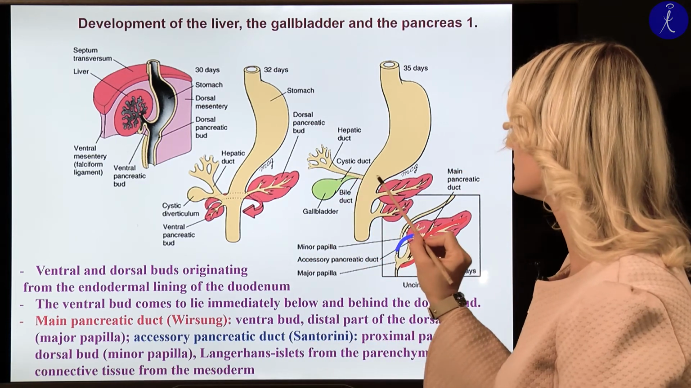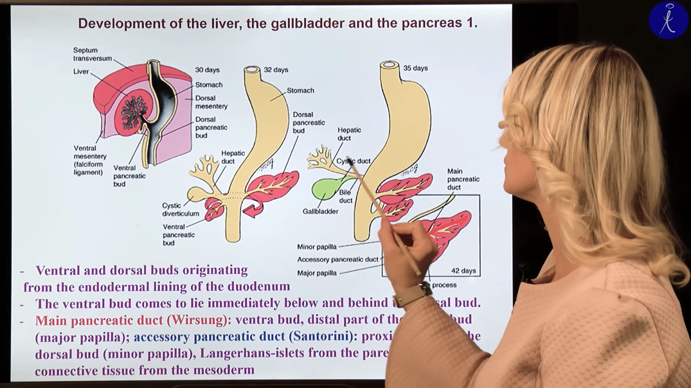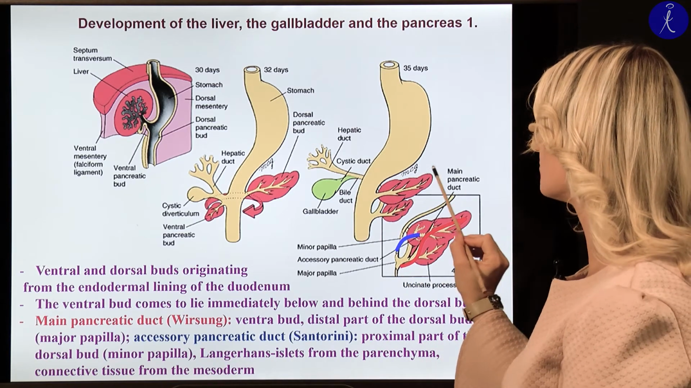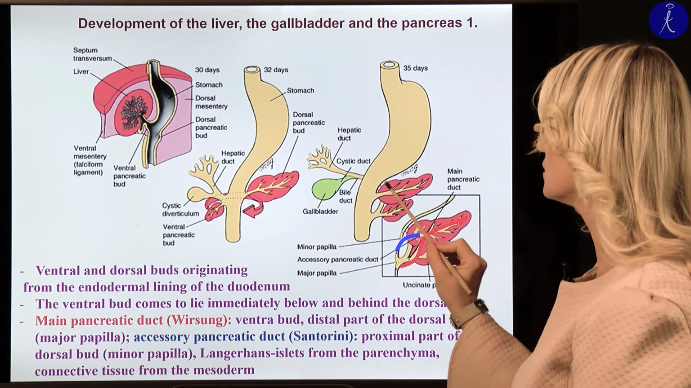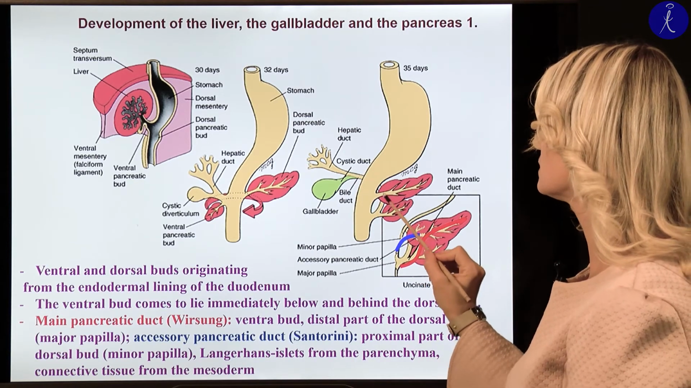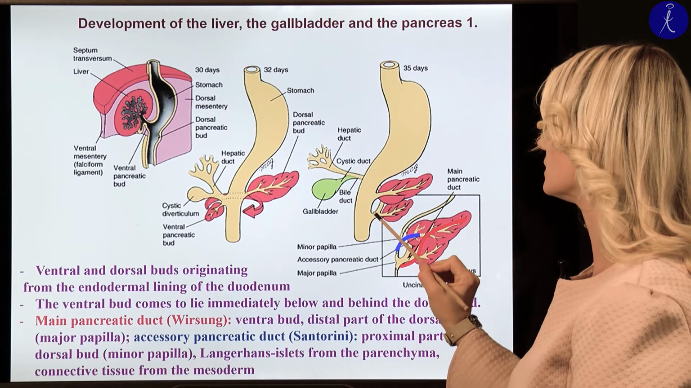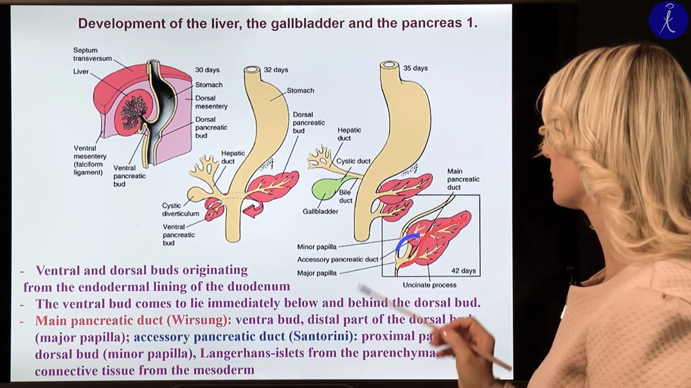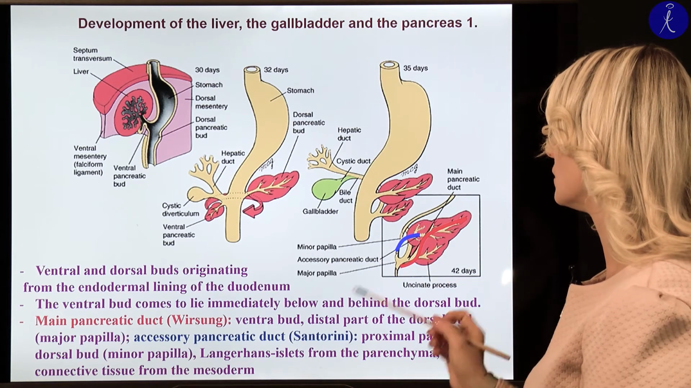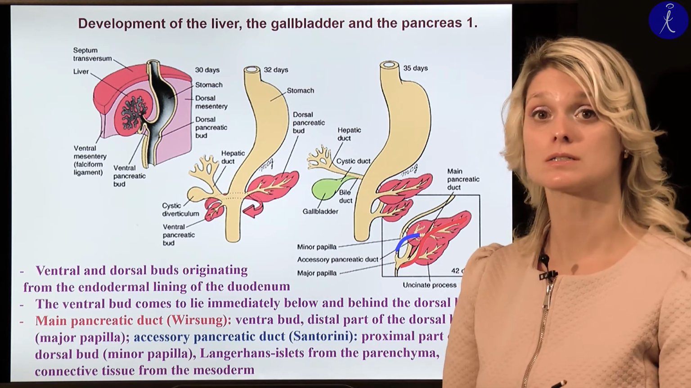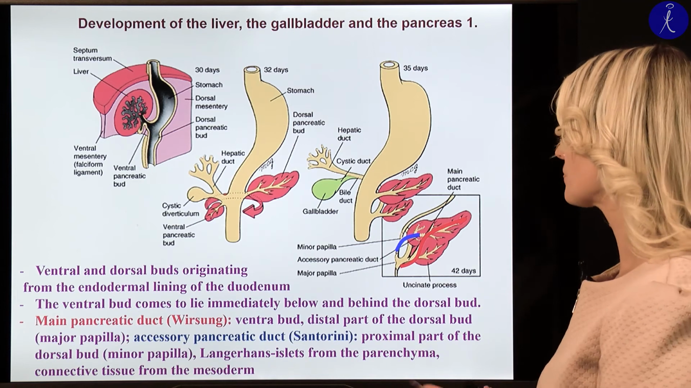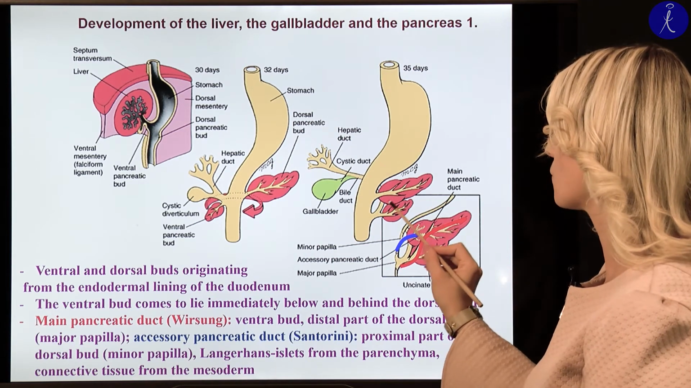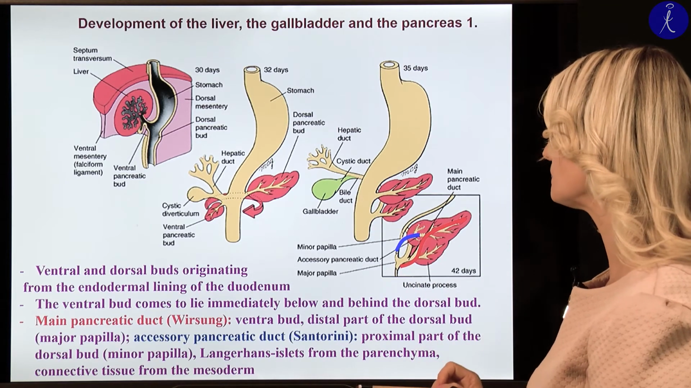Of course, the common bile duct will rotate too and will be behind the duodenum. When they fuse, the main pancreatic duct and the common bile duct will open together into the duodenum. Here you can see with two different colors the ducts of the pancreas. We can talk about the main duct of the pancreas, which opens to the major papilla.